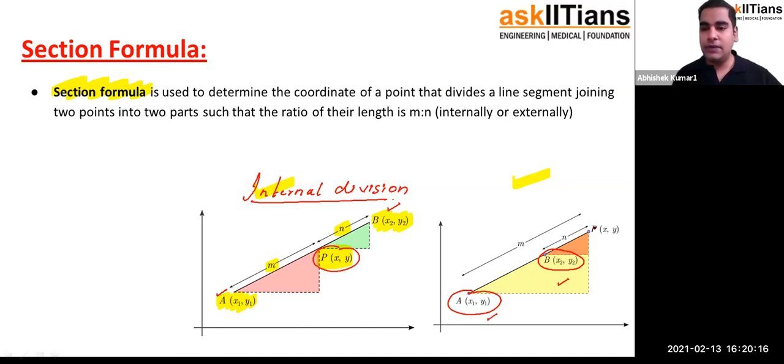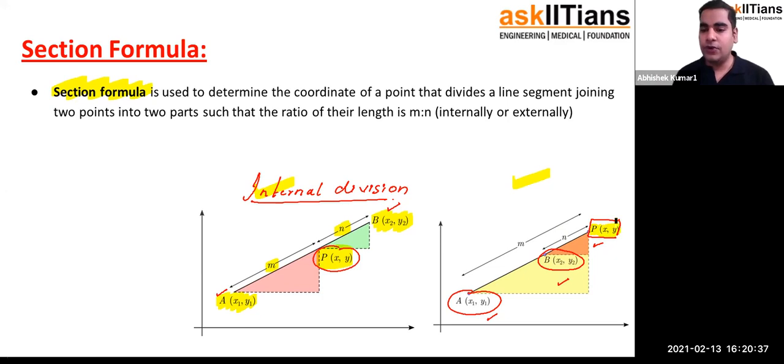And there is a point P that is lying on the extended AB. You can see you have a point P whose coordinates are x comma y, and it is lying on the extended line AB. So this situation, whenever you see this kind of case, is referred to as a case of external division.